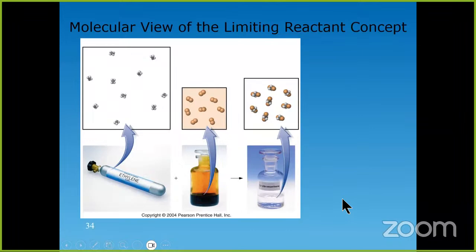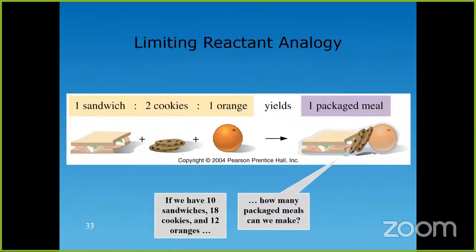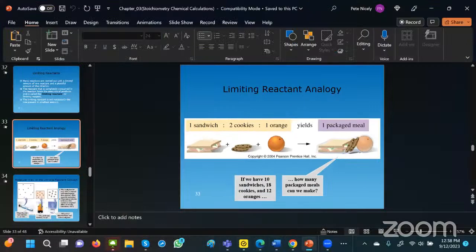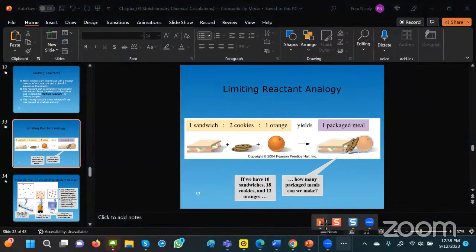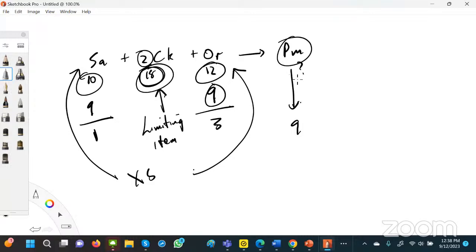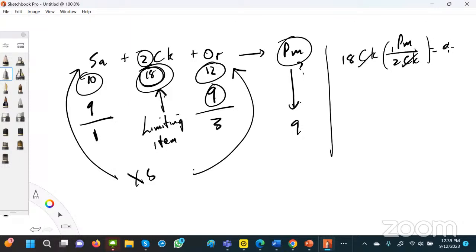Okay, so let me go back to this here because I think there's something else I need to make mention of. If we were to express this mathematically, as I would expect you to do, I would say 18 cookies multiplied by 1 packaged meal over 2 cookies, and that will give you 9 packaged meals, all right?